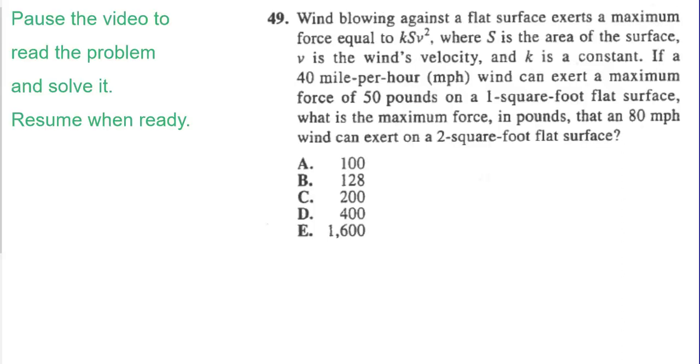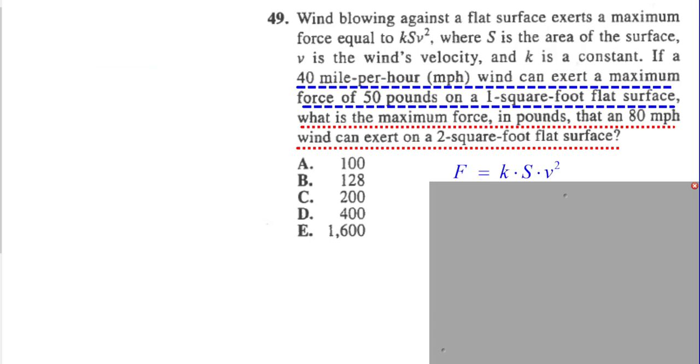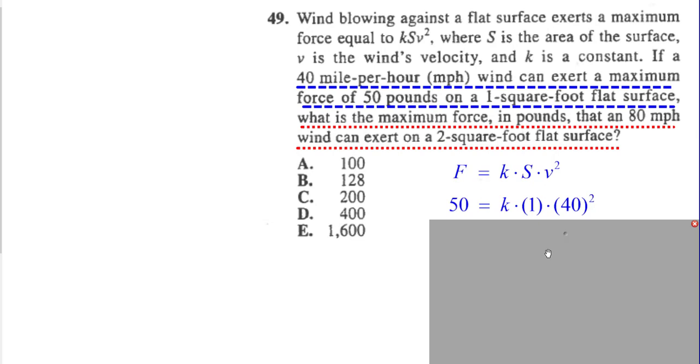Number 49, pause is needed. So this one, reading this here, a 45-mile-per-hour wind can exert a maximum force of 50 pounds on a 1 square foot flat surface. So here's a formula that we're provided with that is probably new to everybody. Okay, so substituting the numbers, 50 for the force, K we don't know, 1 for S, and 40 for the speed in miles per hour, velocity.